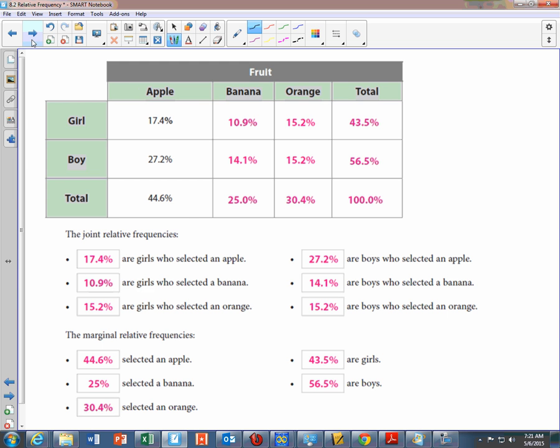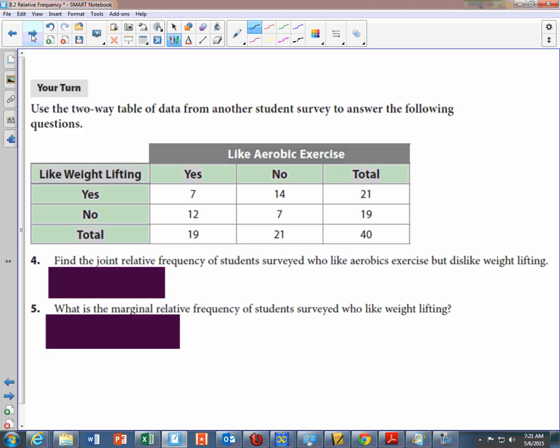All right. Now on the next page, on page 362, there's a table right here. And honestly, you can do the joint and relative frequencies without filling out a whole new table like we did down here. Just take the number divided by the total. So let's see what number 4 says. Find the joint relative frequency of students who liked aerobics but dislike weightlifting. Okay, so they like aerobics, but they dislike weightlifting.